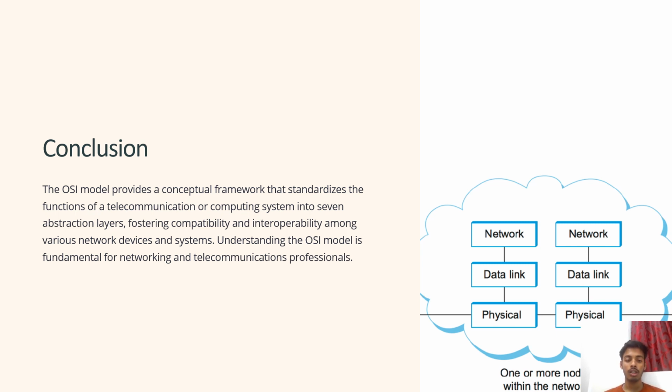Conclusion. The OSI model provides a conceptual framework that standardizes the functions of a telecommunication or computing system into 7 different layers or abstraction layers, fostering compatibility and interoperability among various network devices and systems. Understanding the Open System Interconnection model is fundamental for networking and telecommunications professionals. Each layer in this OSI model is independent and has its own functions, so it works based on its functions. If you want to go deeper into these layers, you can Google it.